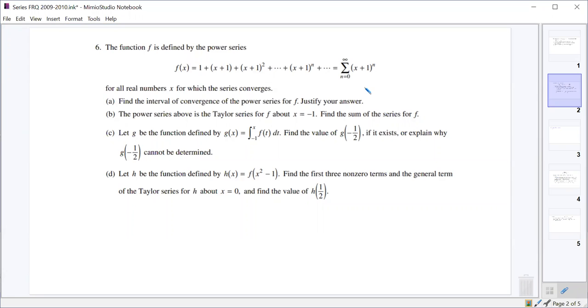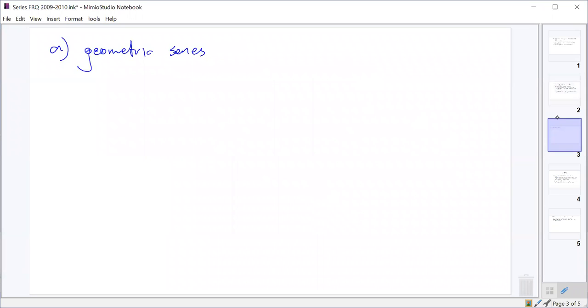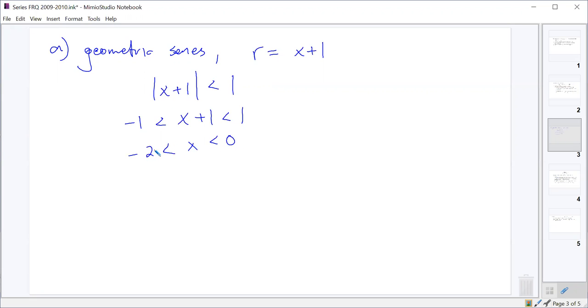And so all we need to do is say it's a geometric series with R equal to x plus 1. And the geometric series will converge if the absolute value of x plus 1 is less than 1. And that gives us x plus 1 is less than 1 and greater than negative 1, or x is less than 0 and greater than negative 2. So that's probably the easiest way to do it.